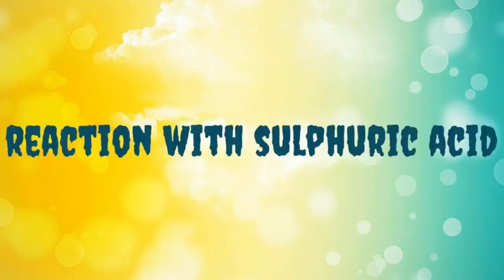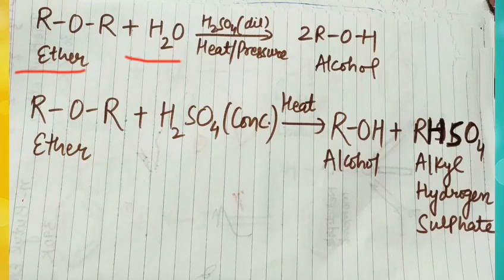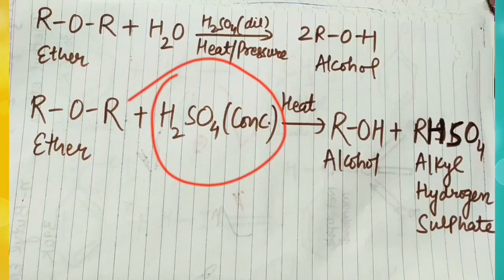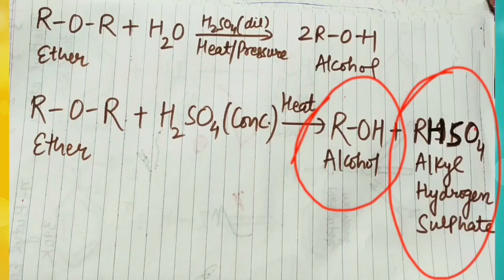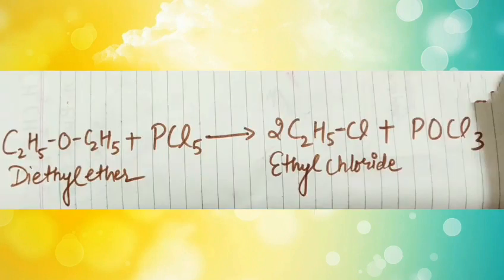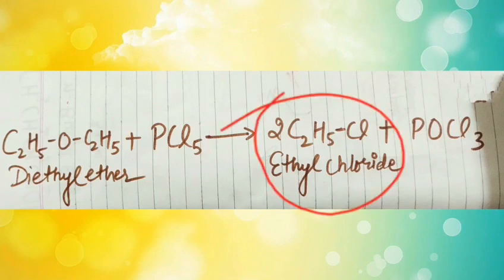Now if we study the reaction with sulfuric acid, then ethers are hydrolyzed to alcohols when heated with dilute sulfuric acid under pressure. In case concentrated acid is used, a mixture of alcohol and alkyl hydrogen sulfate is formed. Now we will study the reaction with phosphorus pentachloride. In this reaction, ethers are cleaved by PCl5 to form alkyl chlorides.